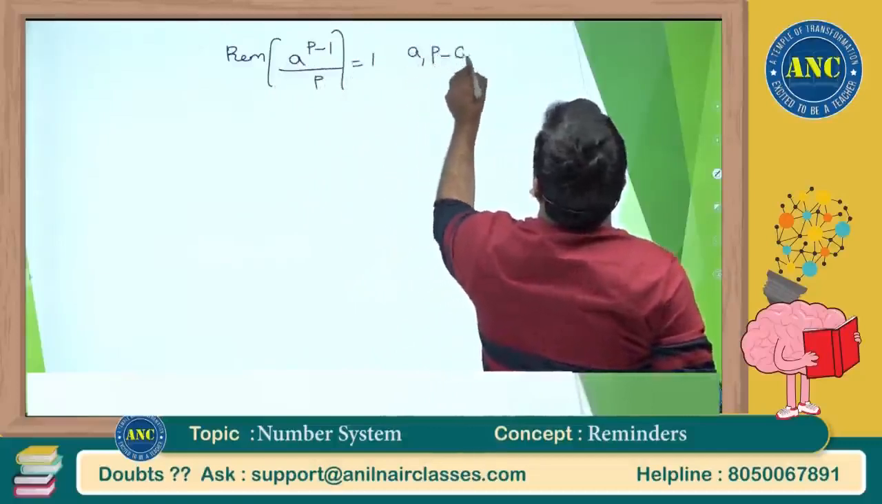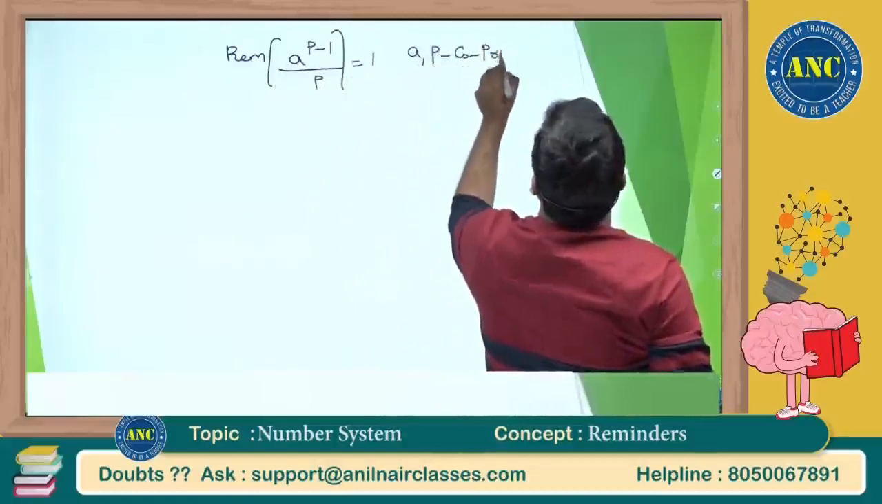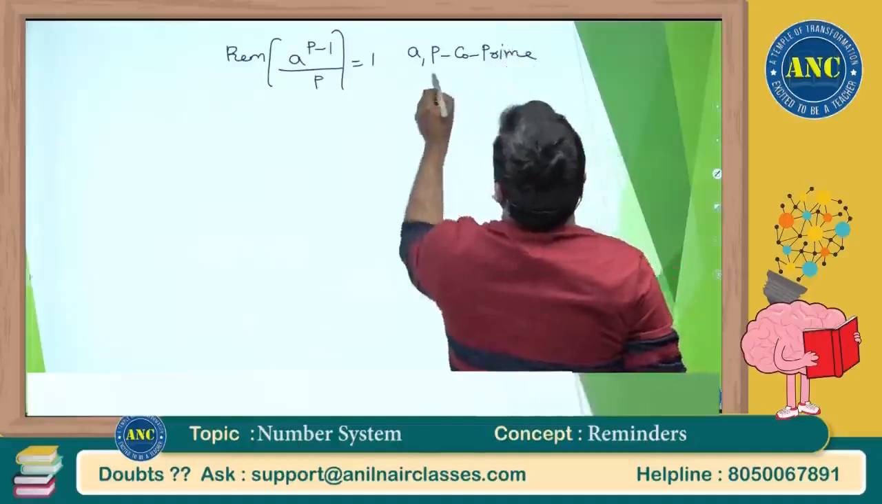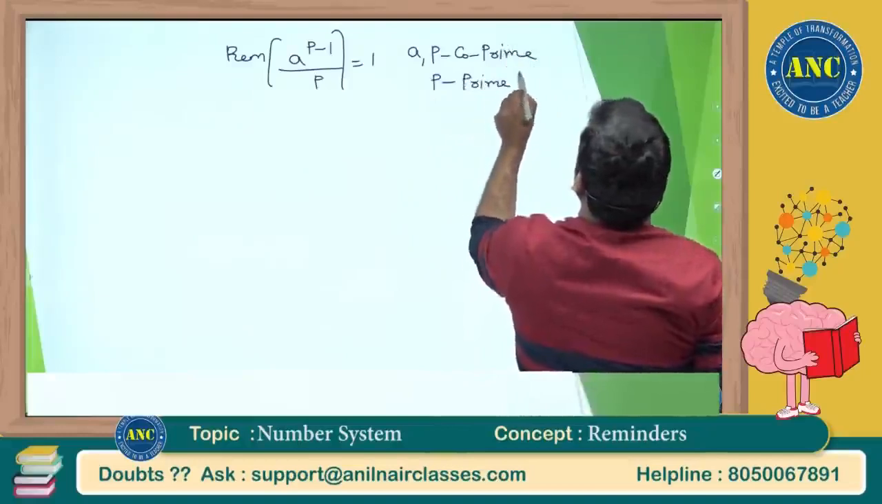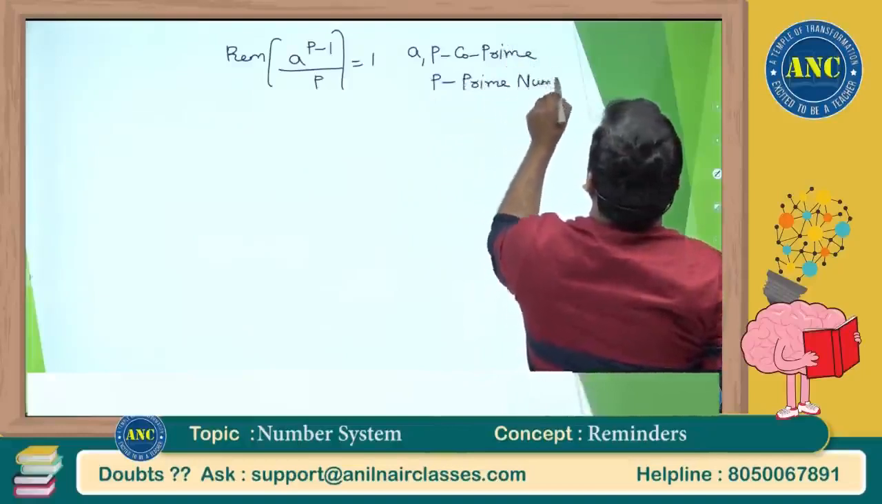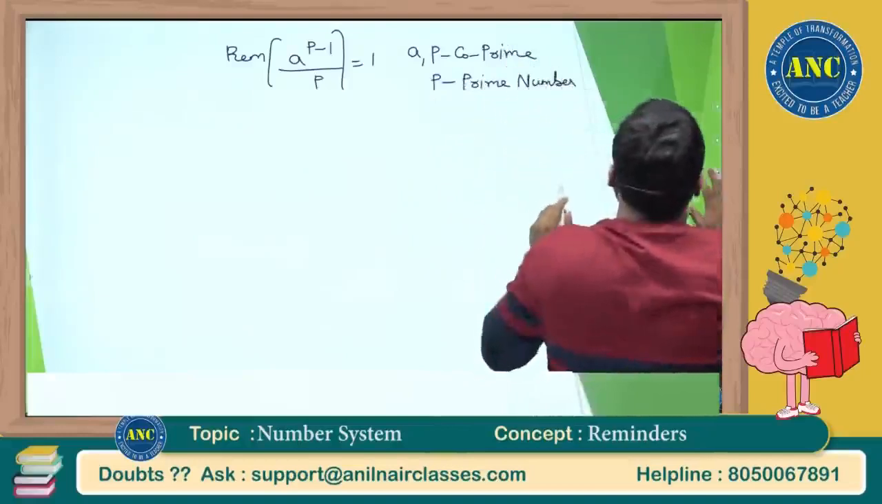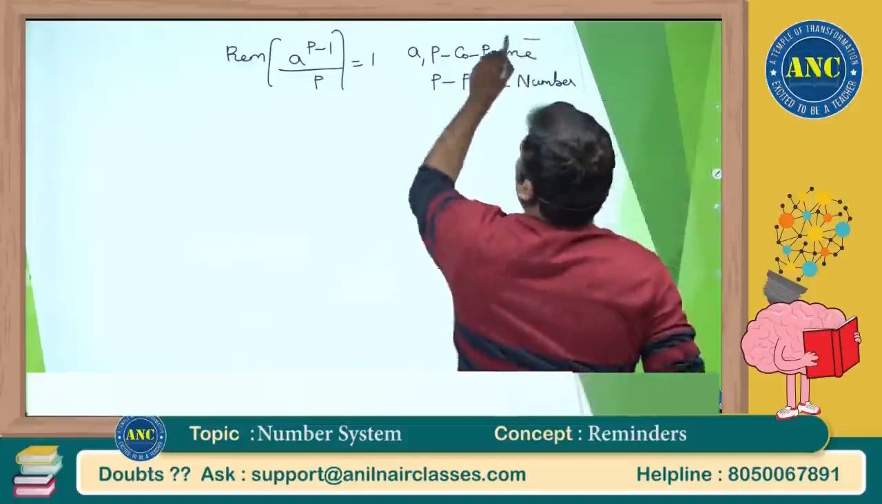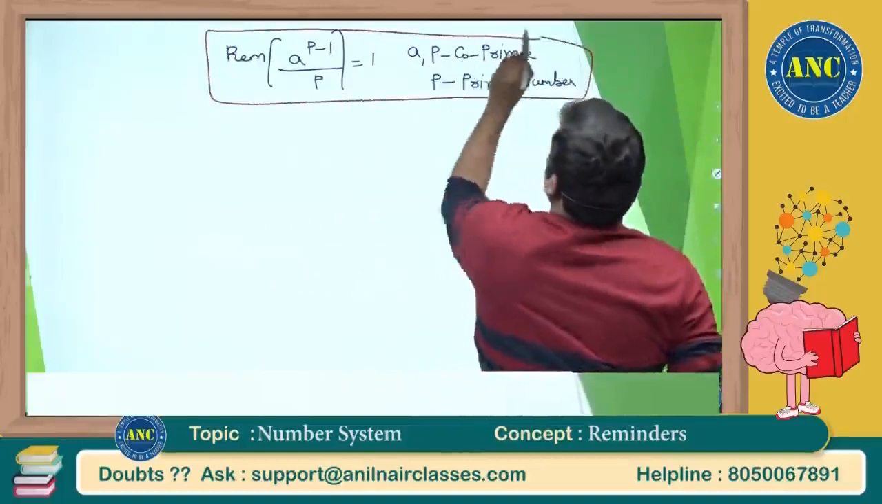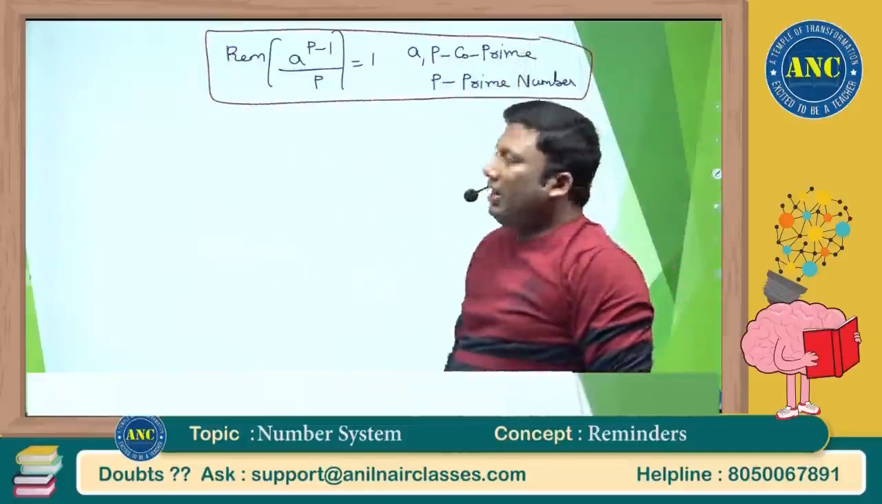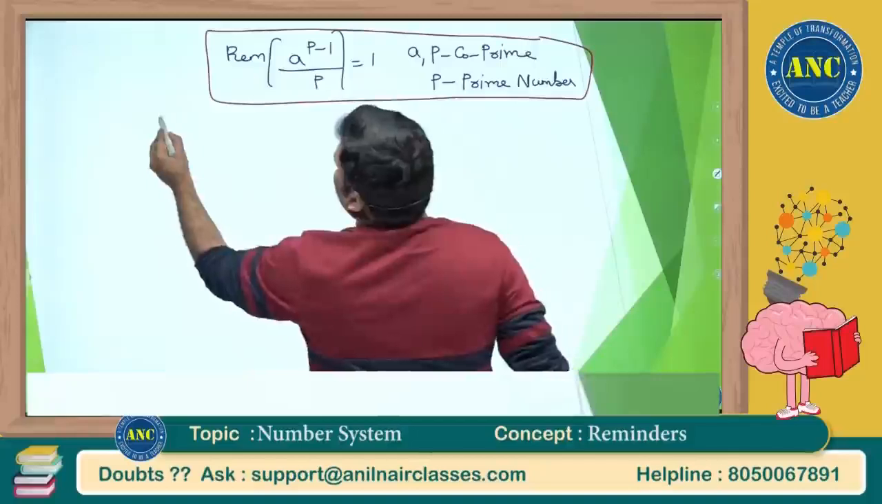A and p are co-prime to each other. P is nothing but a prime number. These are very, very useful wherever the negative remainder is failing. Examples.